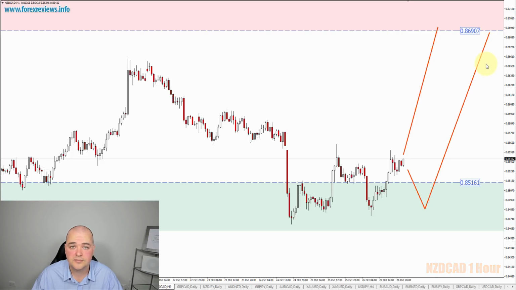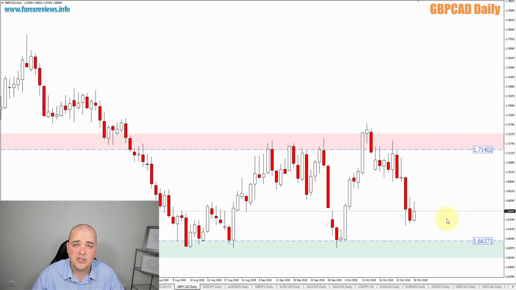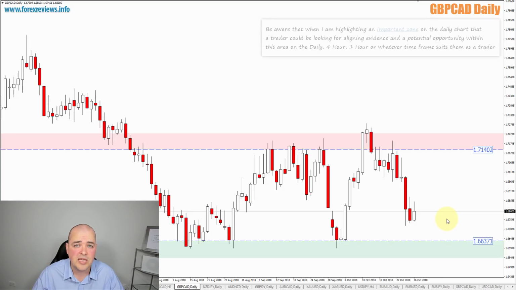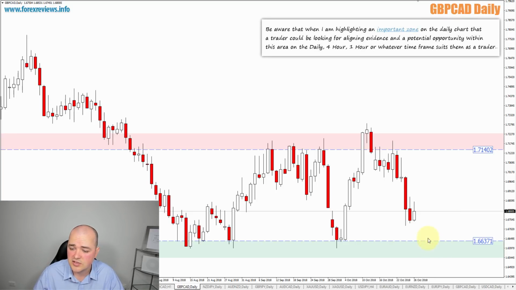Okay, well that's it for that market. The next pair I'd like to cover in this week's review is GBP CAD, and I'm on the daily chart. The zone I'd like to hold on GBP CAD this week is the 166.37 zone area. This is a great target area to the downside for all those people that are holding a sell trade on this market from the recent test of the 171.40 zone area.